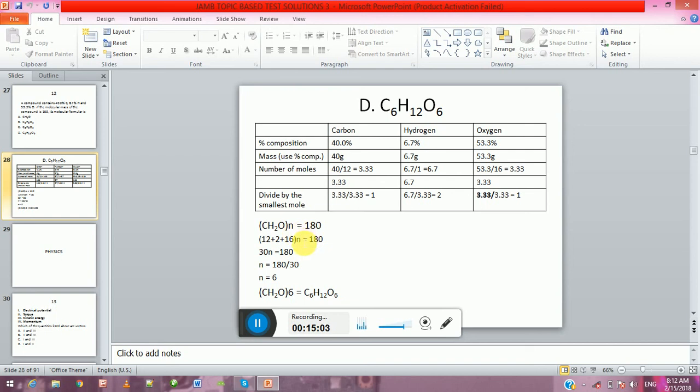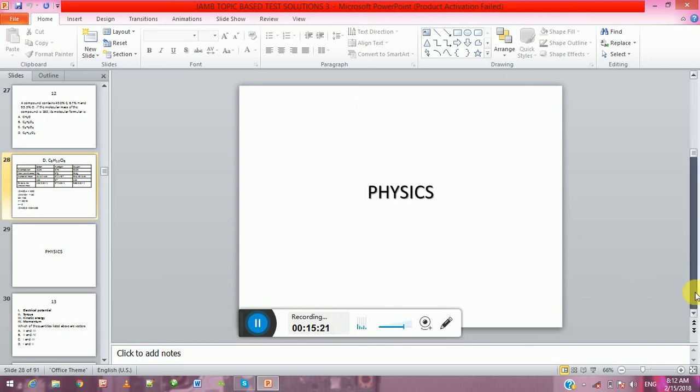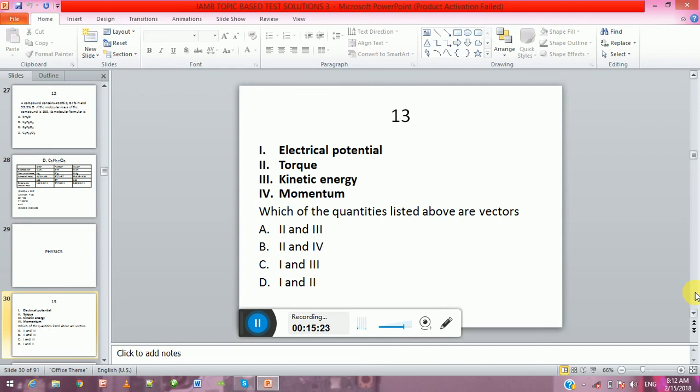So make n the subject of the formula here, replacing these with the molar masses. So you will now get n to be 6. So if you use 6 and now multiply out here, you have C6H12O6, which is actually the molecular formula. So we get to physics.